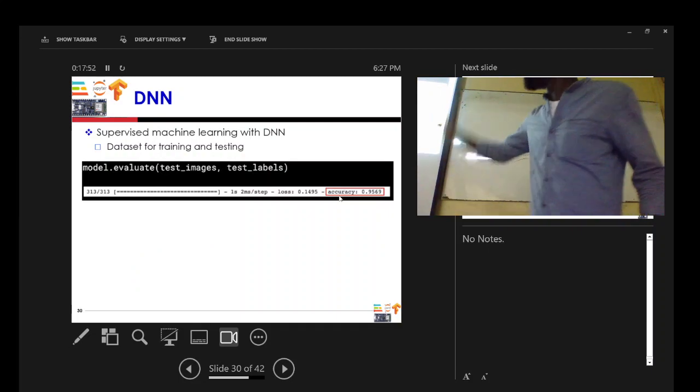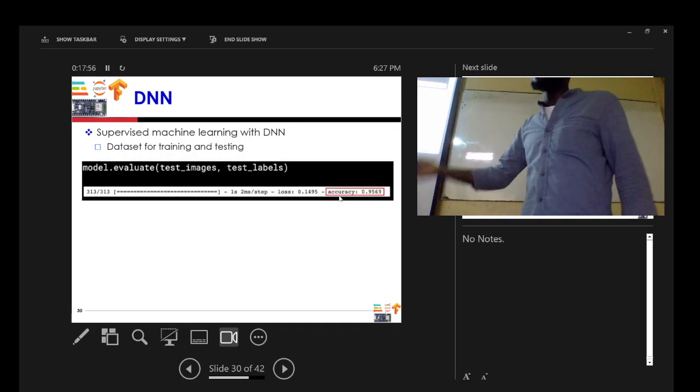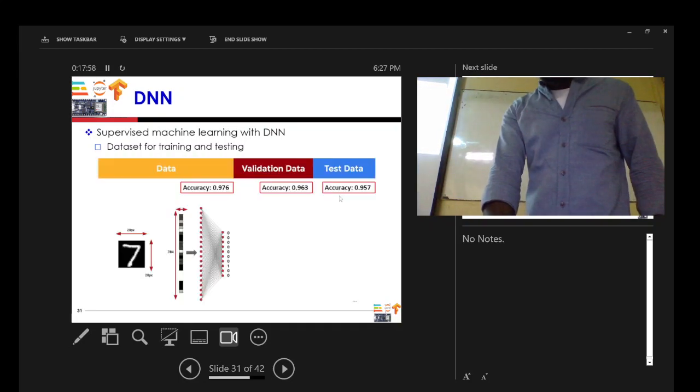And then after that, you use your test images to test it. Most times you will be getting an accuracy of about 0.95, right?